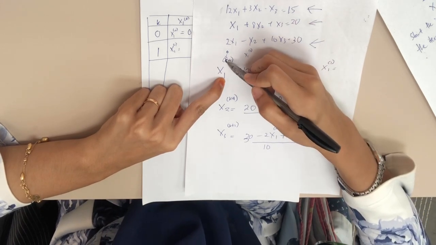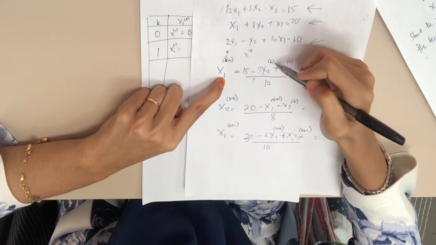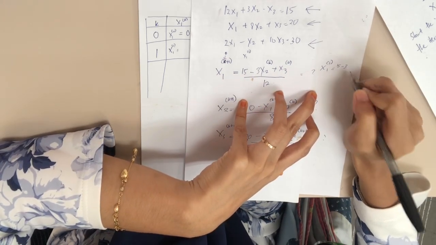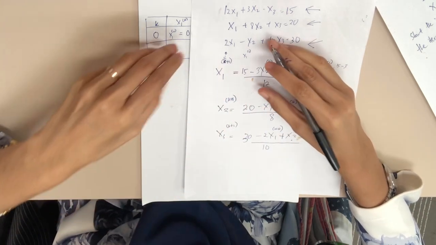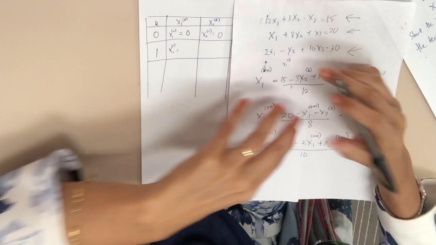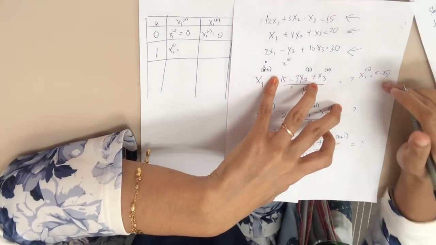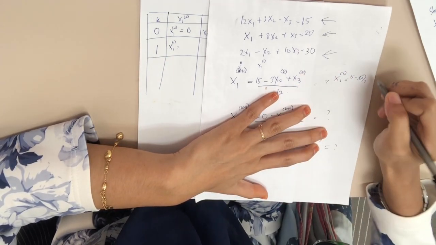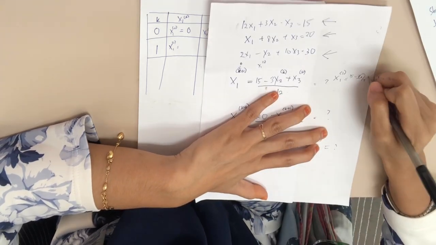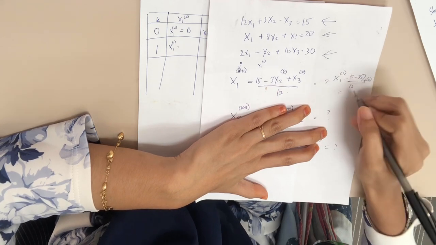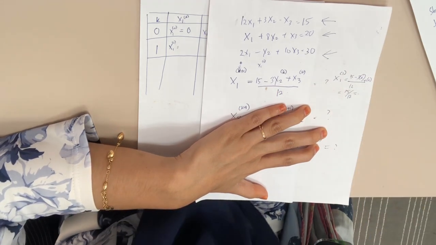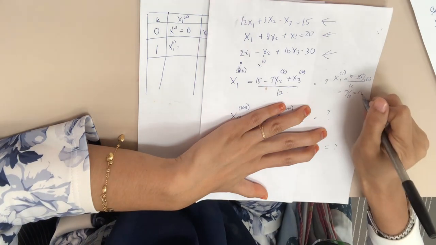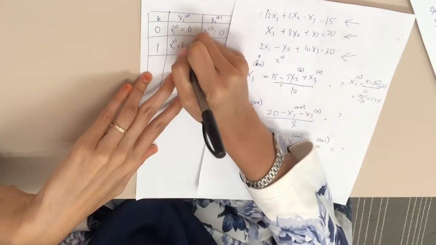When you replace k with 0, all of this will be 0. The same here, this must be 0, and this must be 0. So you will have 15 minus 3 times x2 at 0, and you refer to your table just now, x2 at 0 is 0. So you can just substitute 0 here. Then plus x3, same thing, x3 at 0 just now is 0. Then divide by 12. So you have only 15 over 12. You can use your decimal point. 15 over 12 is 1.25. So you substitute it here into your table.